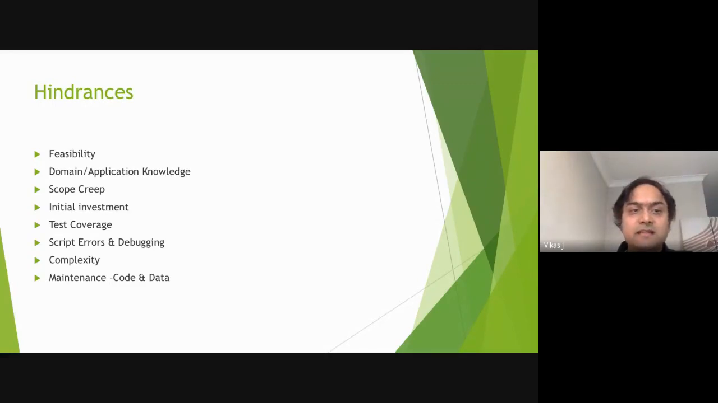And then there can be serious script errors, and the debugging itself can take a huge amount of time. I've worked with a framework where debugging took me ages. I didn't design that, but that's my take on it. So there have been situations like that. And then sometimes the design may not be very good, so it may be extremely complex, and the maintenance can be high. Maintenance of the code, or test data for that matter.